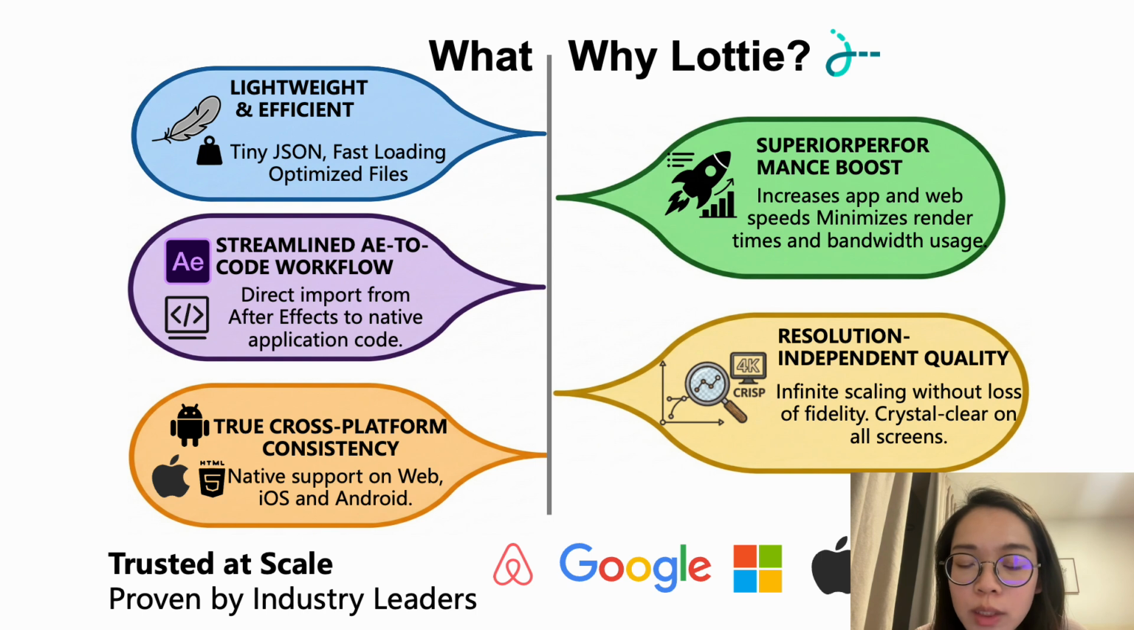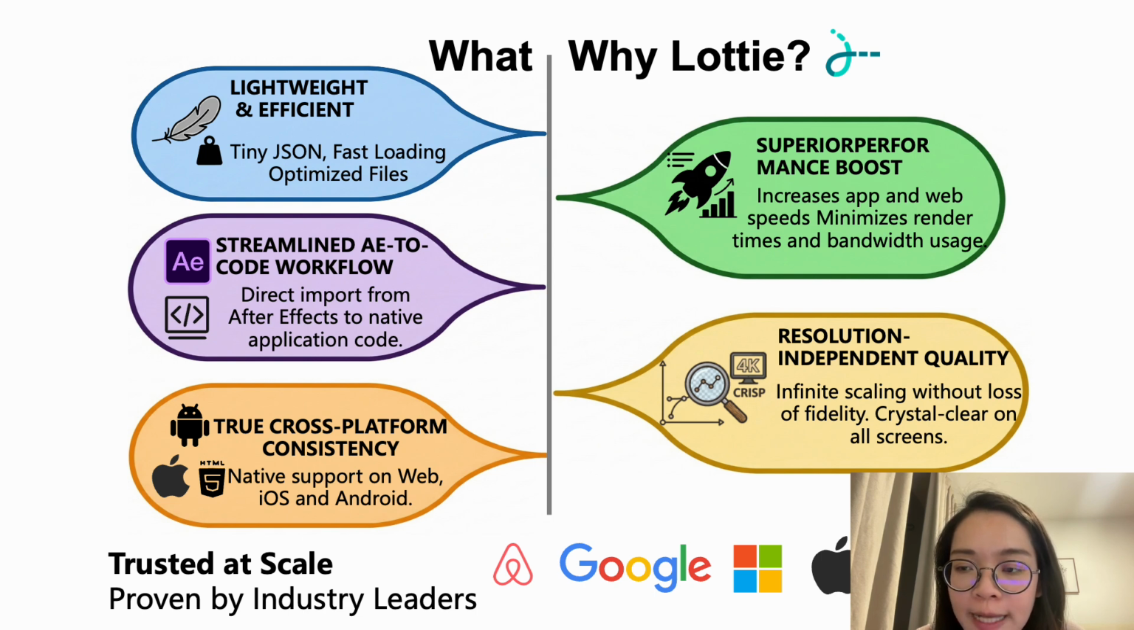Before diving into the technical details, why did we focus on the Lottie format? Essentially, Lottie is a tiny JSON file. It's lightweight, making it load extremely fast. In production, it bridges the gap between designers and developers by exporting complex After Effects animation directly into native code.